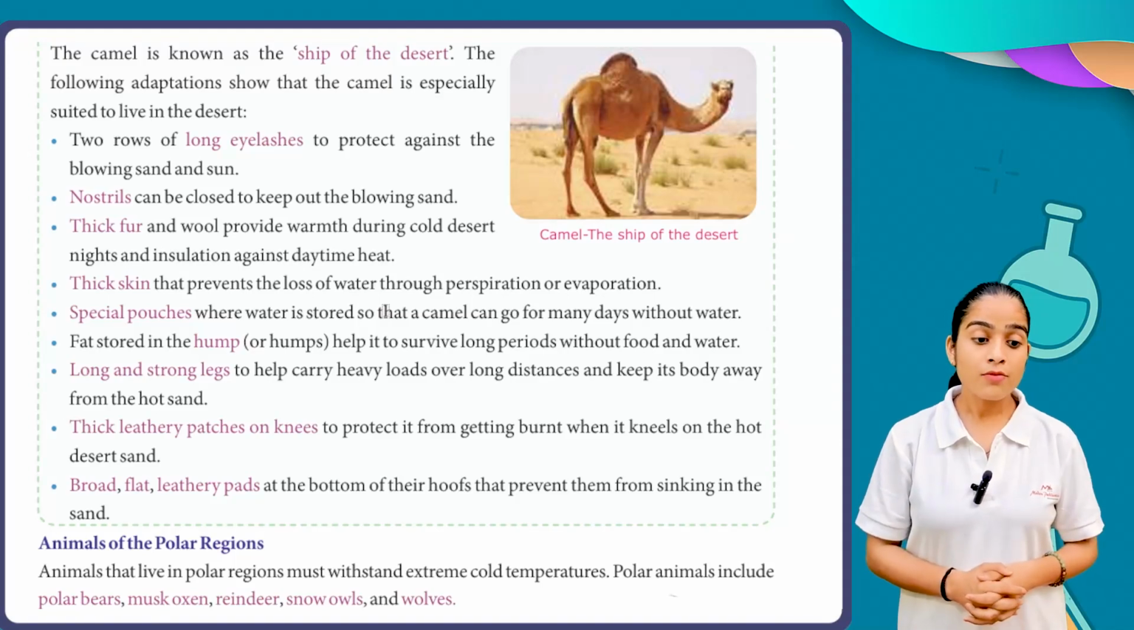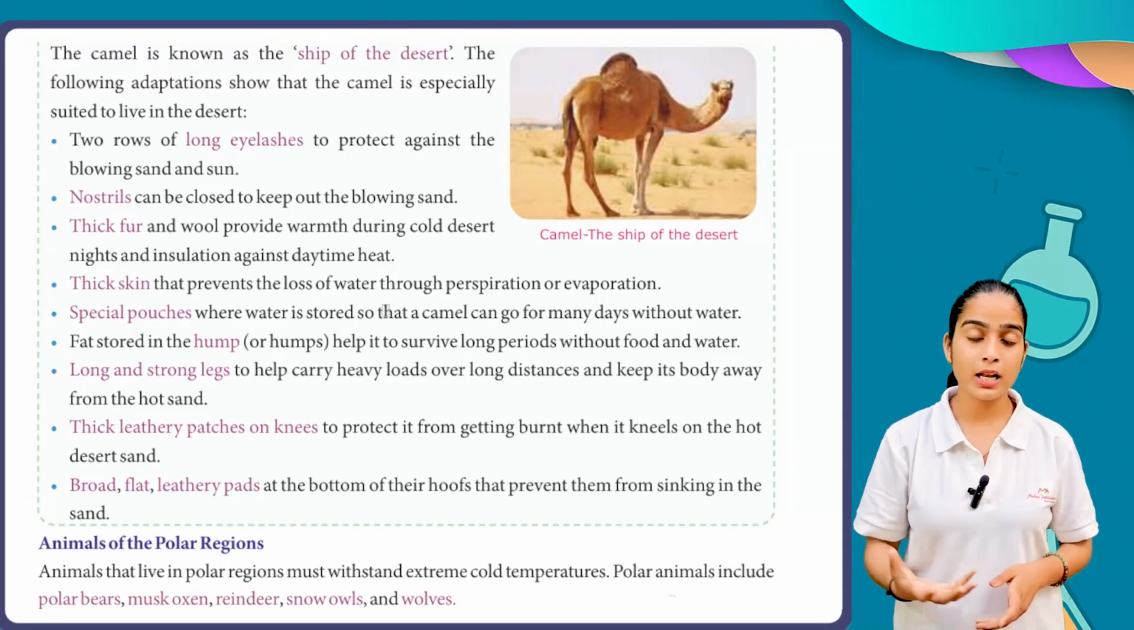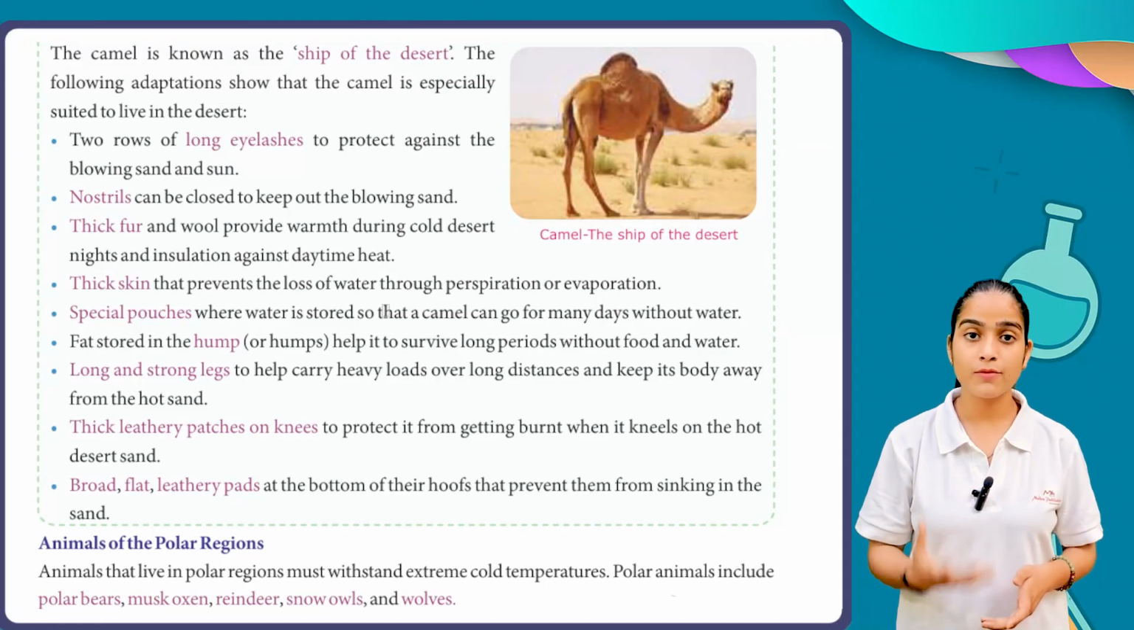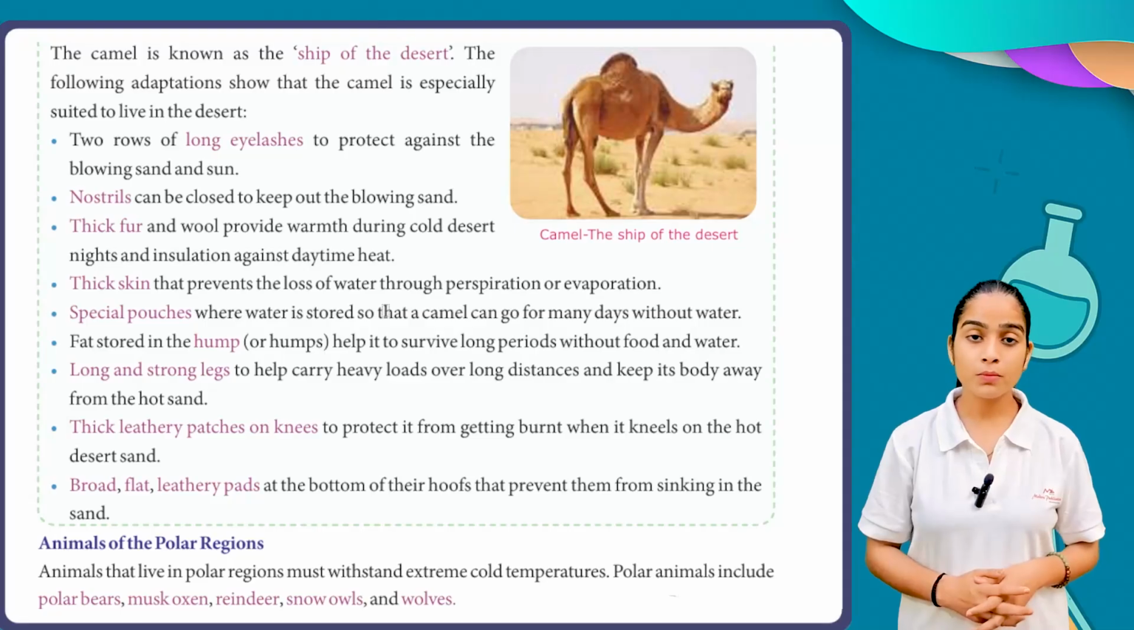Now, fat stored in the hump helps it to survive long periods without food and water. So they have a hump, and with the help of this, they can store their food and water inside it, and for a very long time they do not need food and water. Long and strong legs help carry heavy loads over long distances and keep its body away from the hot sand.